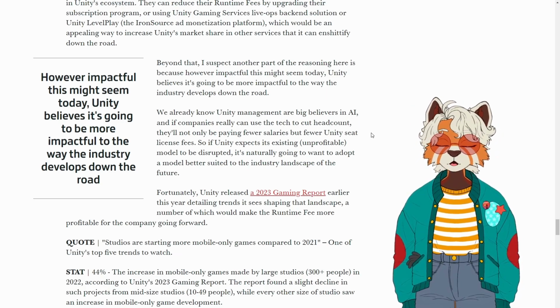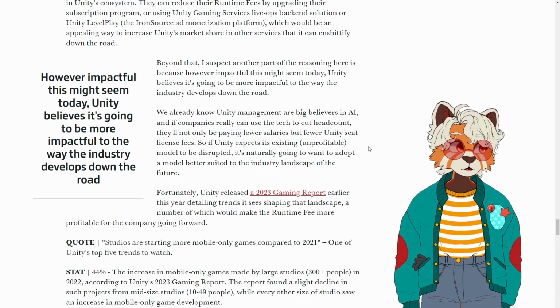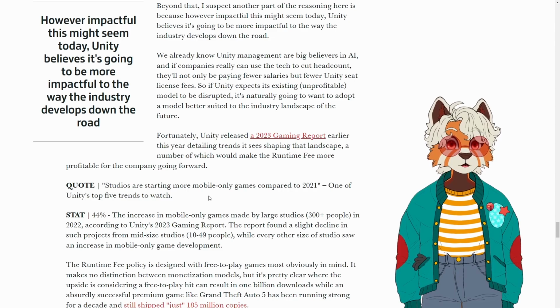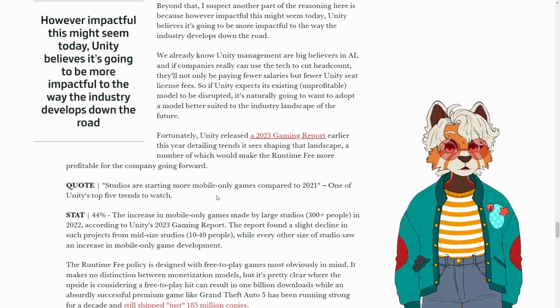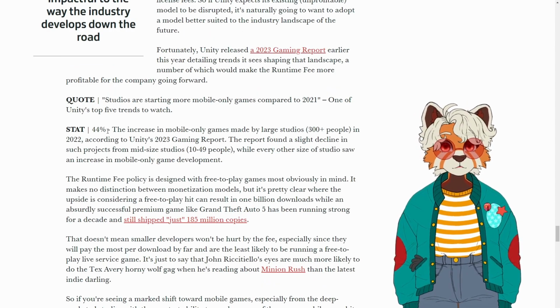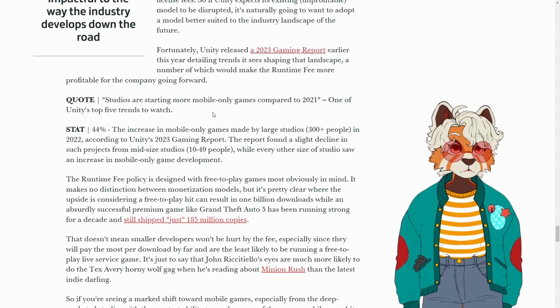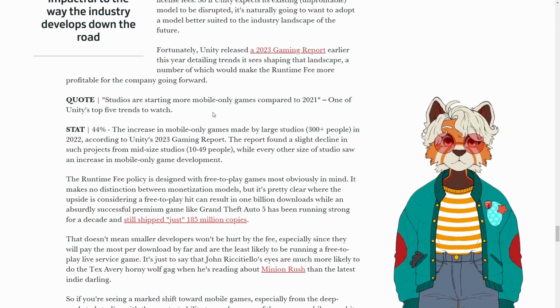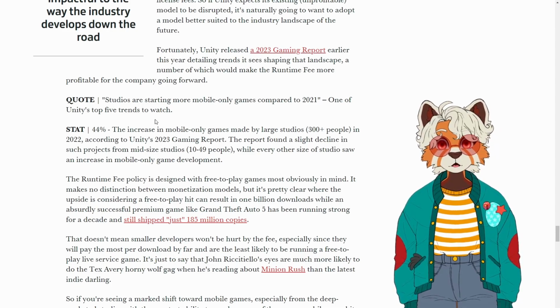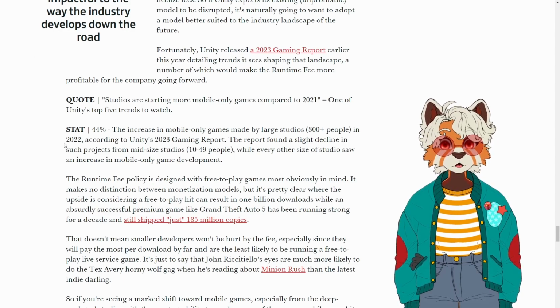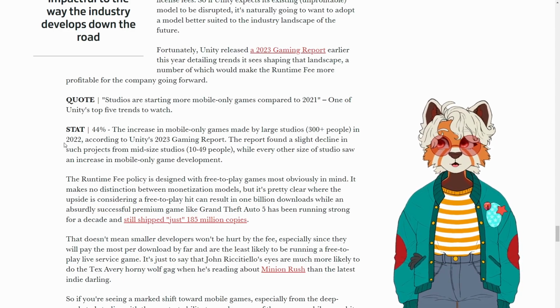And internally they have some stats that they believe back this up, right? They're anticipating that they're going to see more mobile-only games compared to 2021. 44% increase in mobile-only games made by large studios, that's studios of over 300 people. The report found a slight decline in such projects from mid-sized studios, those are 10 to 49, while other sizes of studios saw an increase in mobile-only game development.